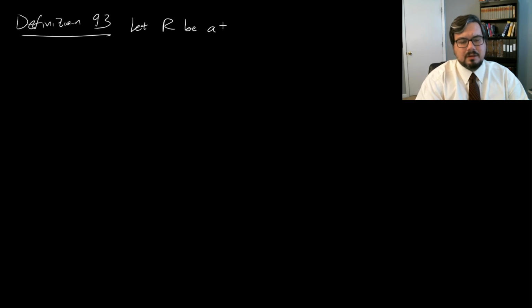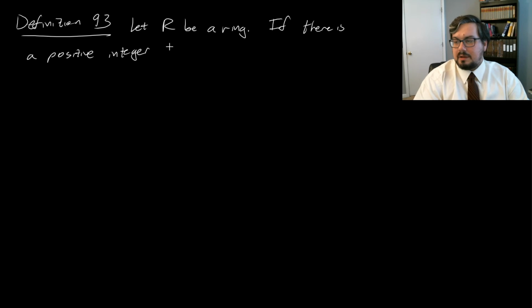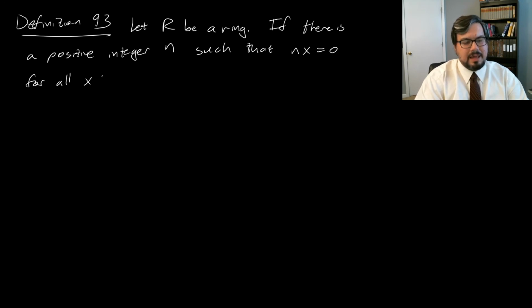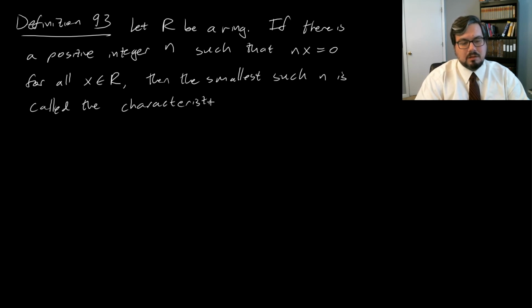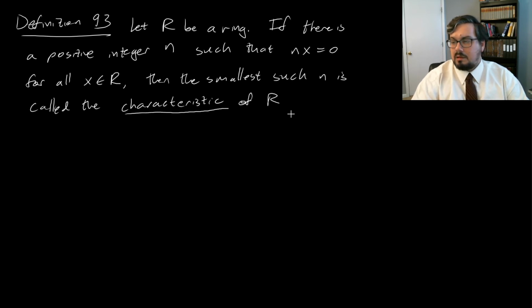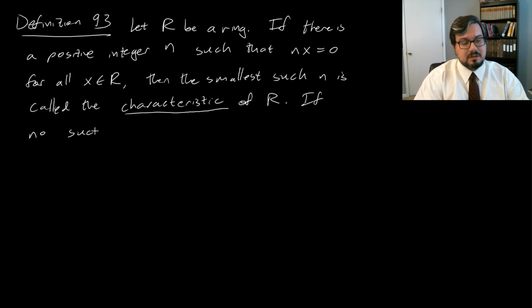Let R be a ring. If there is a positive integer n such that nx equals 0 for all x in R, then the smallest such n is called the characteristic of R. And if no such integer exists, the characteristic of R is 0.